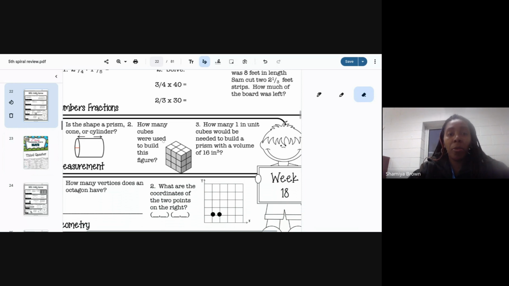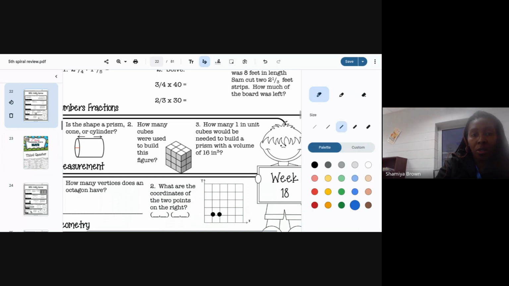How many cubes were used to build this figure? So we could find the volume of this by doing length times width times height, or base. So let's see, we have 1, 2, 3 going across. So that's going to be 3 times going this way is 2. So 2 cubes going that way, so I could times 2. Then the height is 3, stack 3 high. So that's times 3. So this would be my formula.